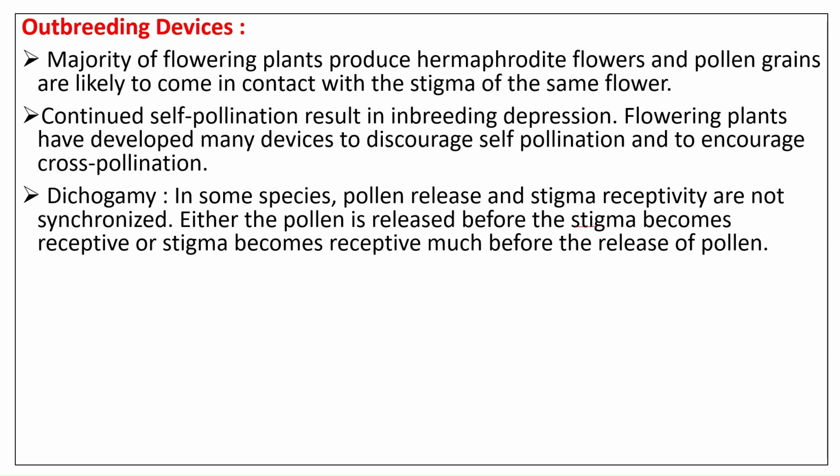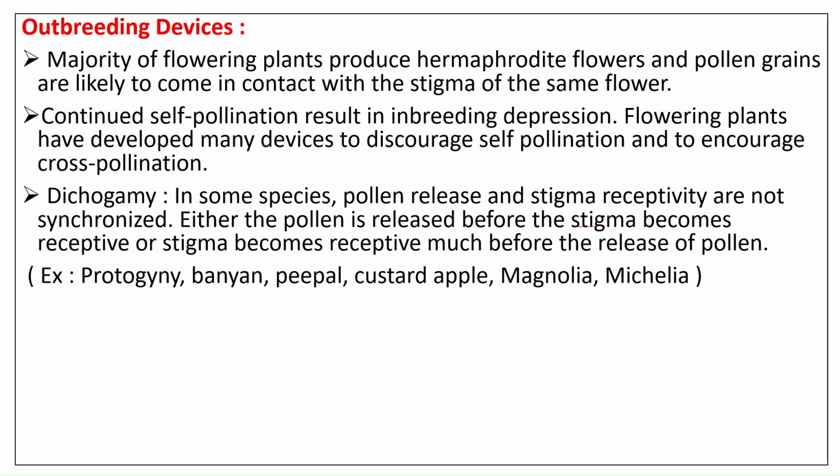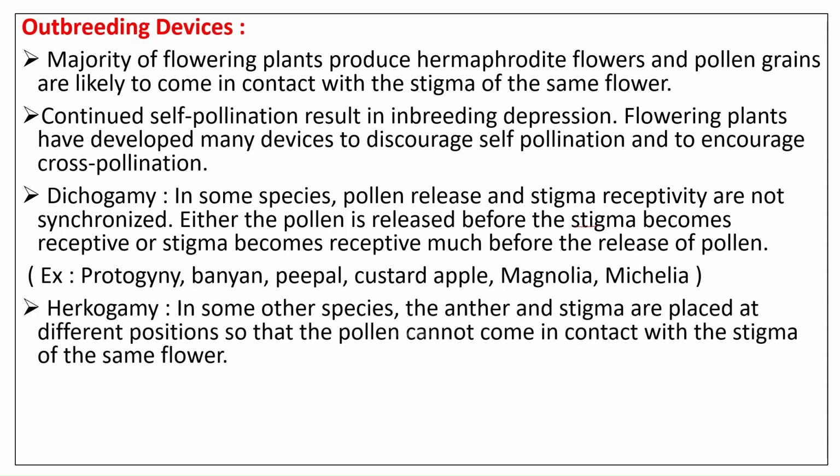For example, protogyny: banyan, peepal, custard apple, magnolia, michelia. Hercogamy. In some other species, the anther and stigma are placed at different positions so that the pollen cannot come in contact with the stigma of the same flower. Both these devices prevent autogamy.